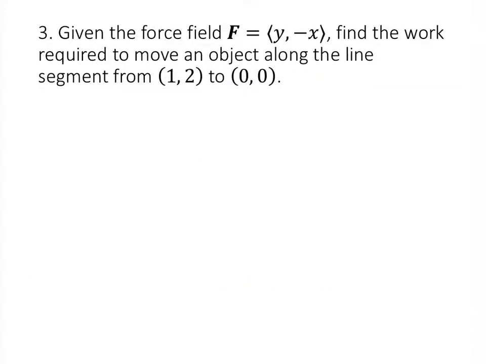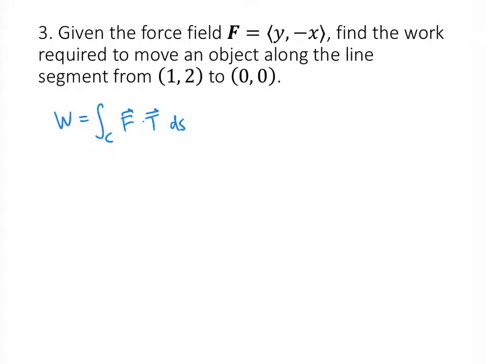Now in this example, we're given a field which represents a force at every given point. So the force at any given point x comma y is the vector y comma negative x. And we want to find the work required to move an object from the point 1 comma 2 to the point 0 comma 0. As we saw in class, the work is simply going to be the line integral of F dot T ds along this curve.